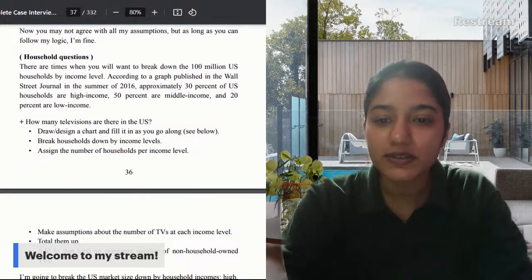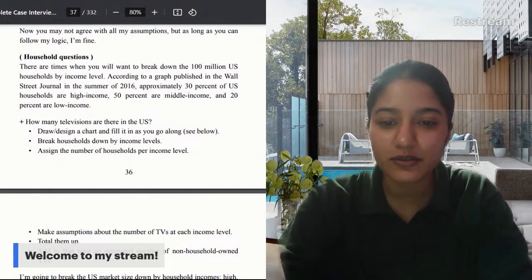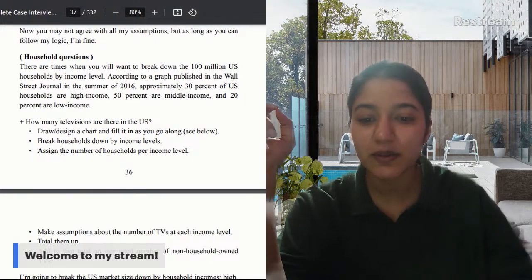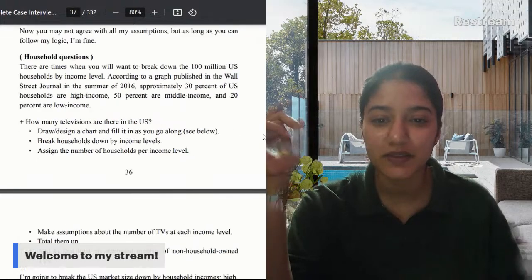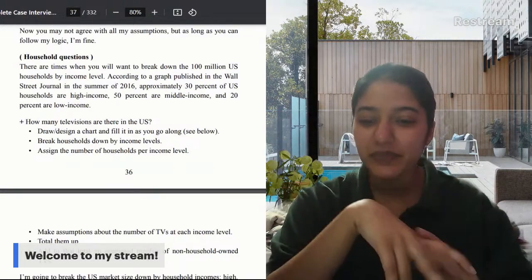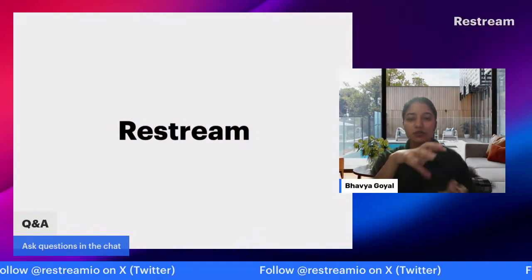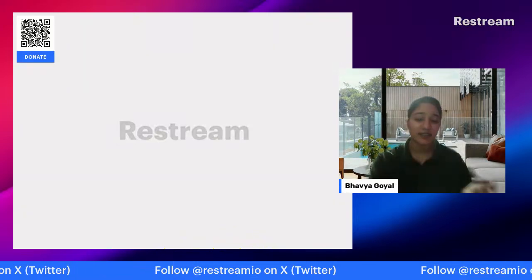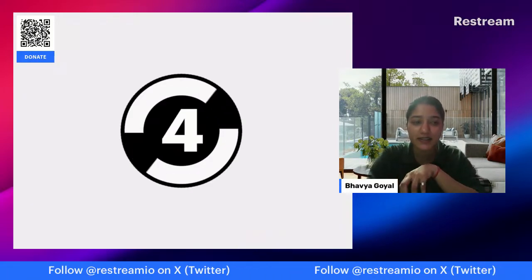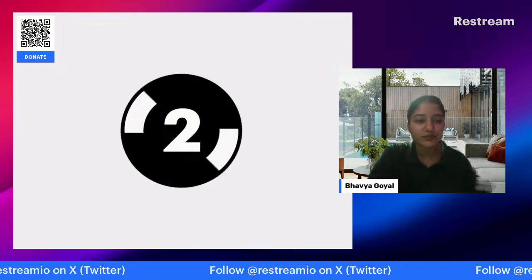So break households down by income levels, assign the number of households per income level, make assumptions about the number of TVs at each income level, and total them up. Add to that total an estimated number of non-household owned TVs. So as you understand and you're moving along, you have to do this assignment in order to answer that simple question.